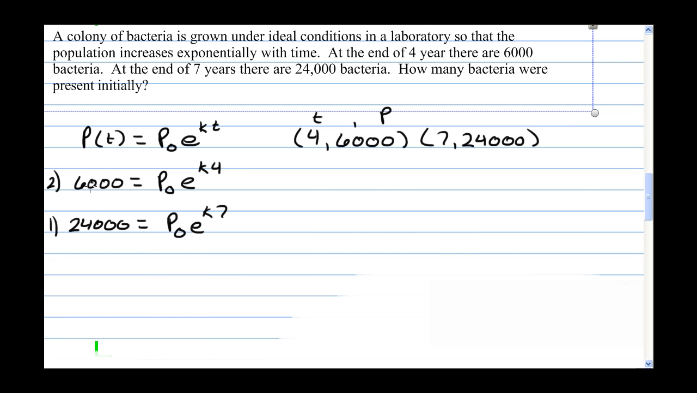If we take 24,000 divided by 6,000, we get 4. And if we take P naught divided by P naught, those cancel each other out. And e to the k7 divided by e to the k4 is e to the 7k minus 4k. So 4 equals e to the 3k. When you divide, you subtract the powers. So we're going to take the natural log of both sides.